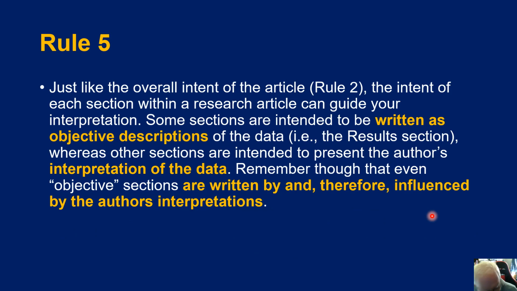Which brings us on to rule 5. Rule 5 is perhaps not as important as certainly rule 3 and 4, particularly if you're an undergraduate. Just remember that some sections in papers are written to be objective descriptions of the data, such as the results section, and some are meant to be more subjective, perhaps where they interpret the data. So if you're reading a discussion, it's the author's interpretation of their data. We'll come back to that in a moment because it's really important.